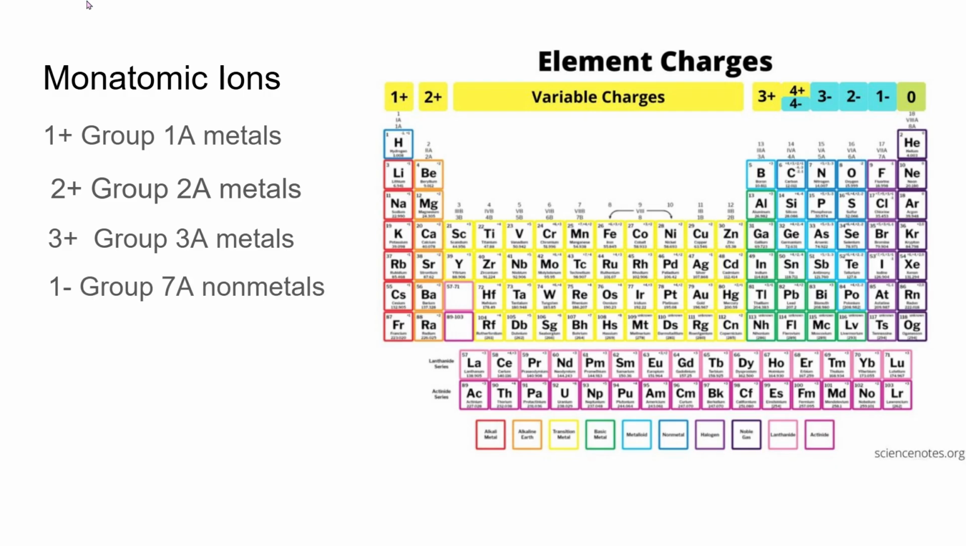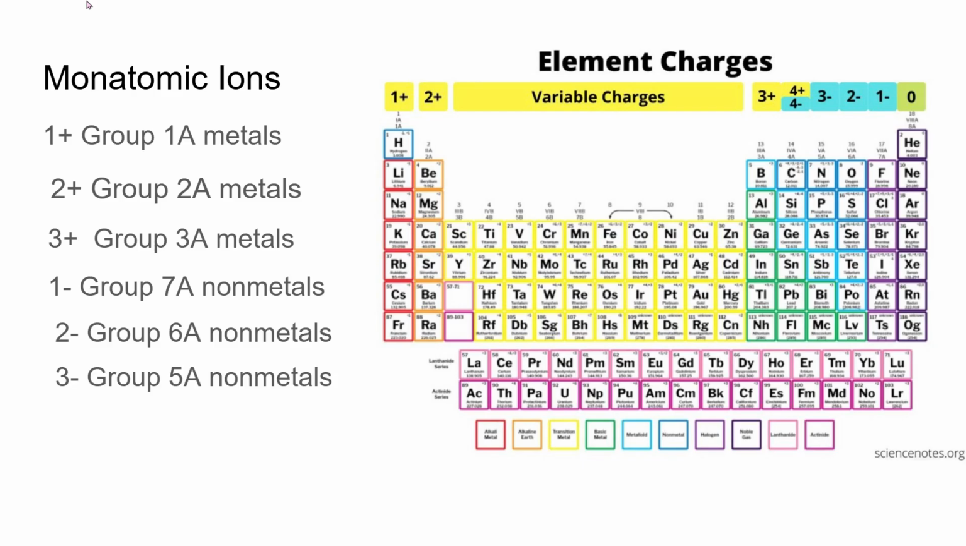Group 7A nonmetals have a 1- charge. Group 6A nonmetals have a 2- charge, and Group 5A nonmetals have a 3- charge.